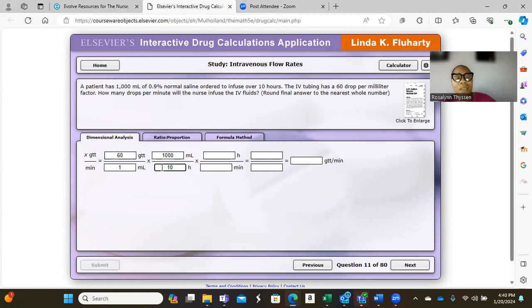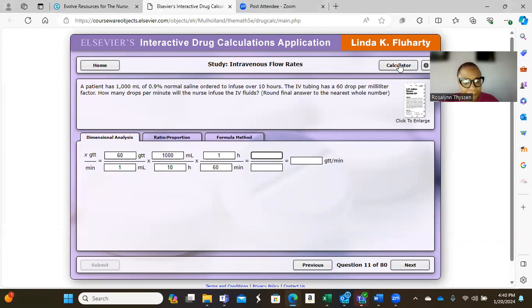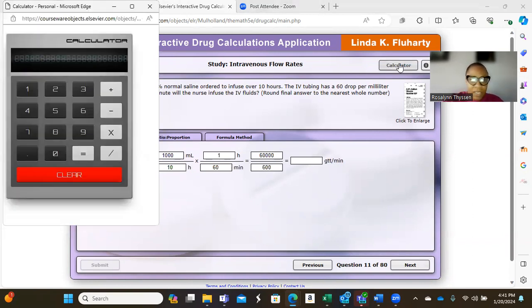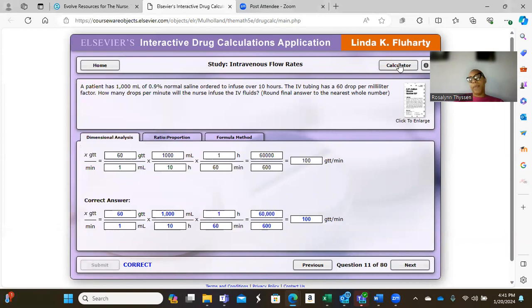All right. Can I stop here? No, because I need to get to minutes. So that means I got to use a conversion. So I know there's 1 hour in 60 minutes. Okay. So now I just multiply straight across. 60 times 1,000 times 1 is 60,000. And then 1 times 10 times 60 should be 600. And then 60,000 divided by 600. And that should be 100 drops per minute. I hope I did my math right. Yes, 100 drops per minute.